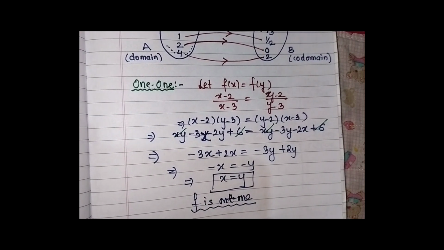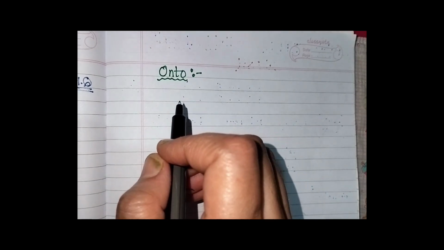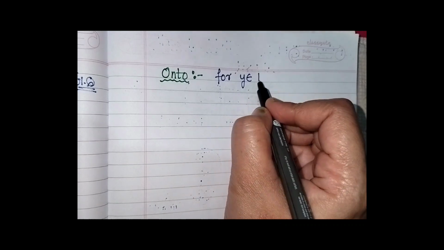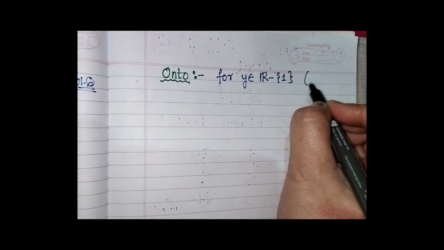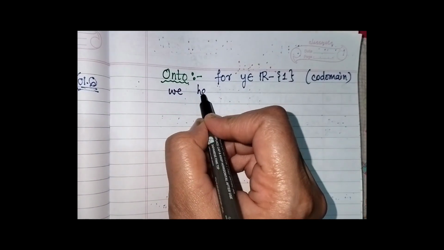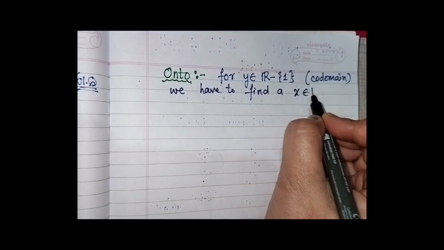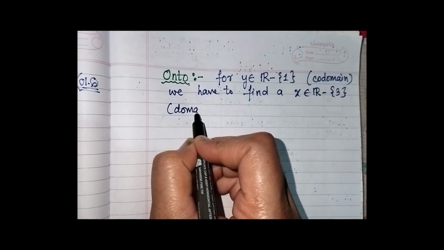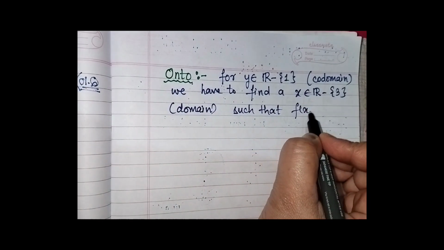Now let's see how to prove onto. As I told you earlier also, in onto, if it is an onto function, you have to write a definition. That means for y belongs to R minus 1, this is your codomain, we have to find x that belongs to R minus 3. Now this R minus 3 is our domain, such that you have f(x) is equal to y.